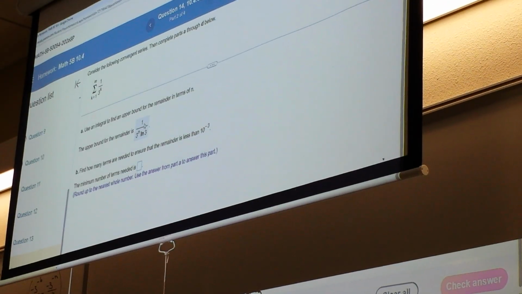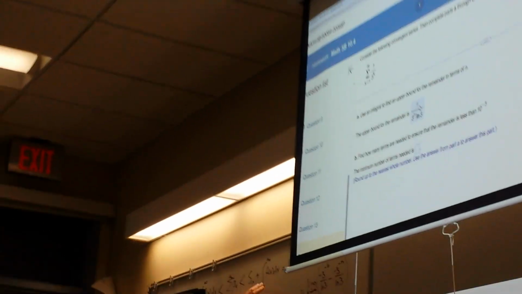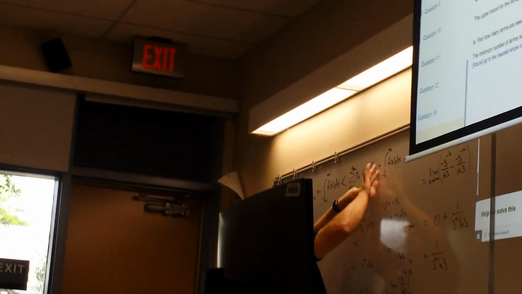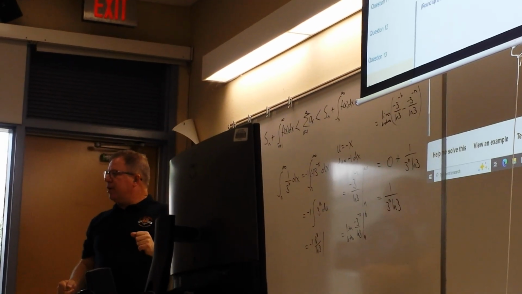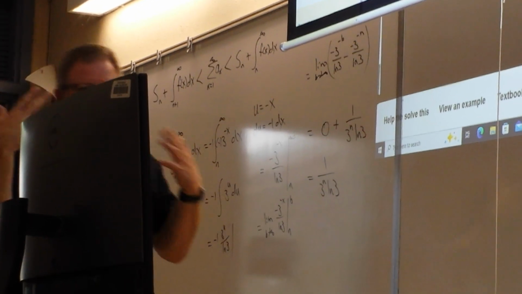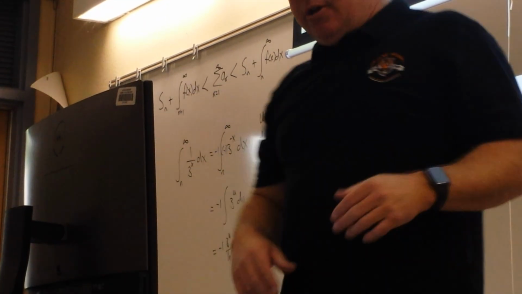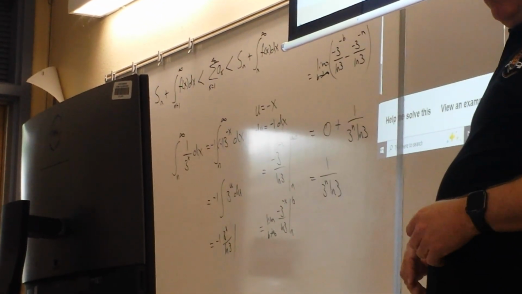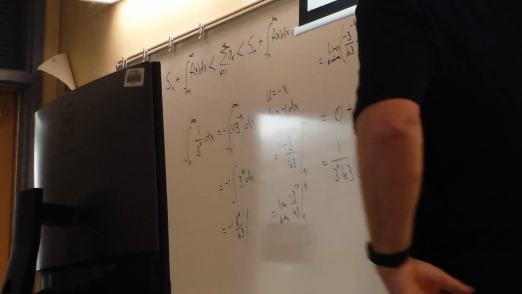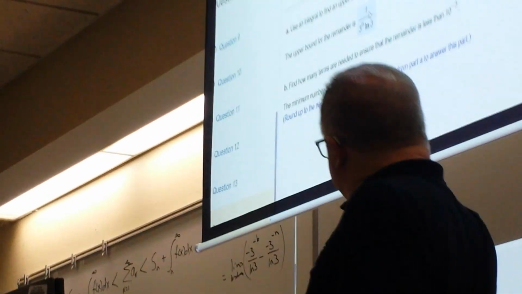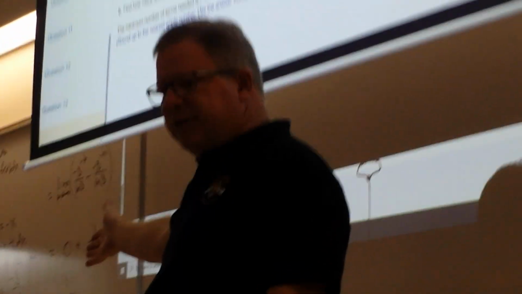S sub n is the sum of the first n terms. This is an approximation for the remainder after that, and that's what they're asking for here. All right, I think I get my head back into this. Minimum number of terms needed to be within 10 to the negative third. So we need to set that equal to 10 to the negative third and solve.